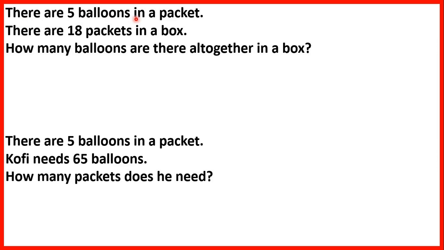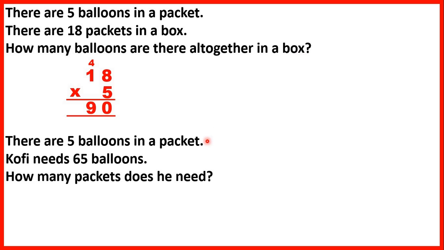There are 5 balloons in a packet. There are 18 packets in a box. How many balloons are there altogether in a box? So for this question, we need to multiply 5 by 18. Because when we know how many there are in one thing, and we have lots of those things, we can multiply to find the total amount. And 18 times 5 is 90, so that means there are 90 balloons altogether in a box.